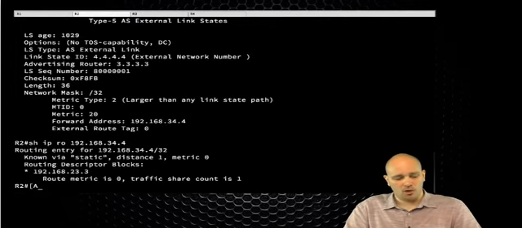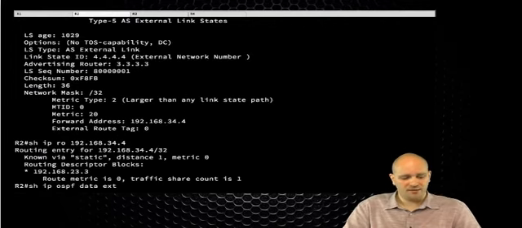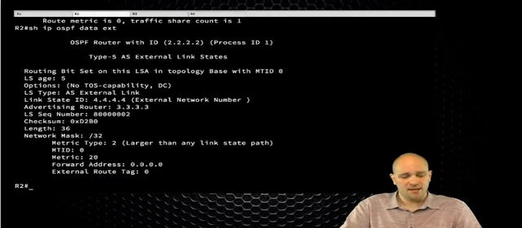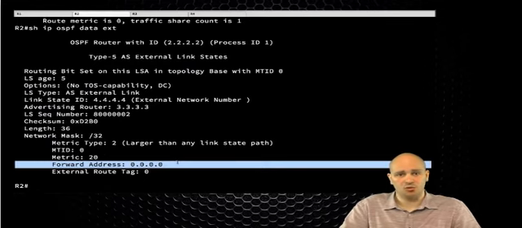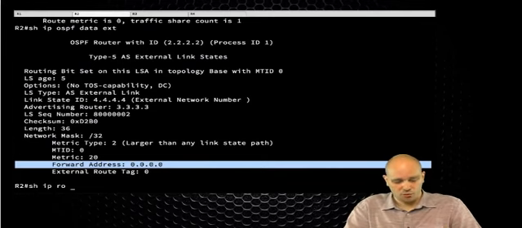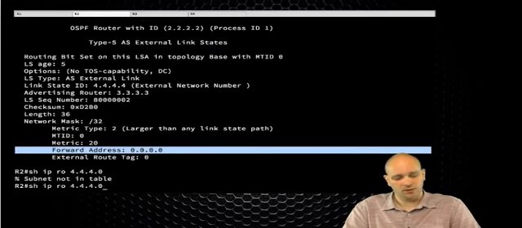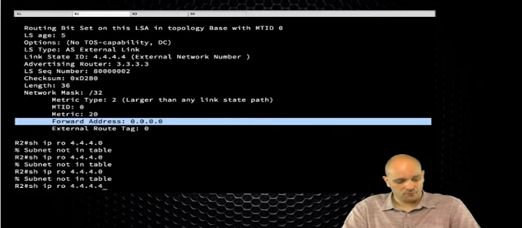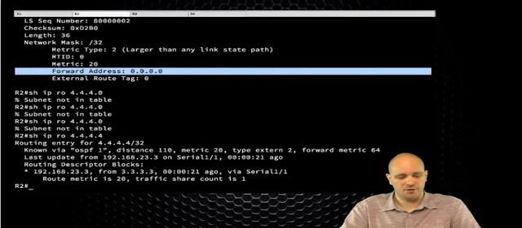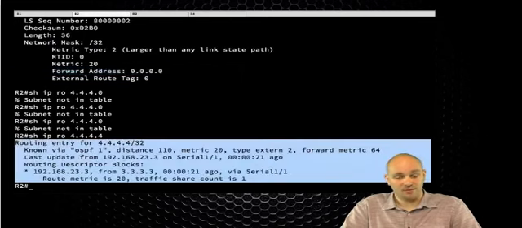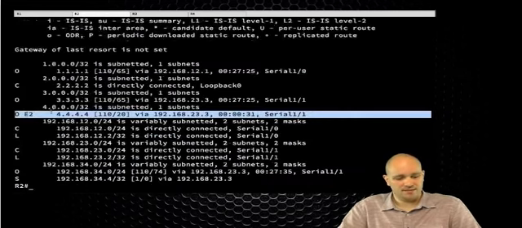Now, if I go back to R2, and if I take a look at the database, now I will see that the forward address is not present in the LSA, which means that on R2, 4.4.4.4/32, I thought it was a /24 route, is now in the routing table. If I do show ip route, I can see it here.